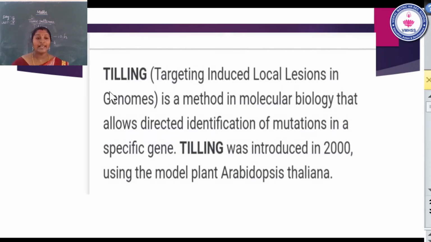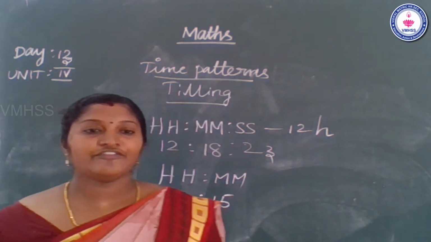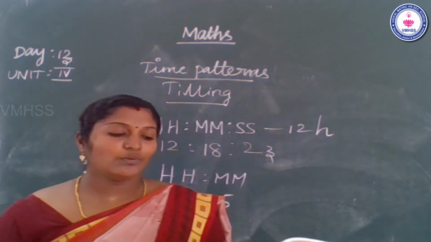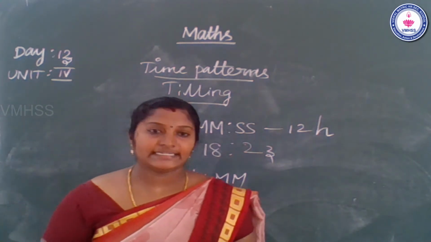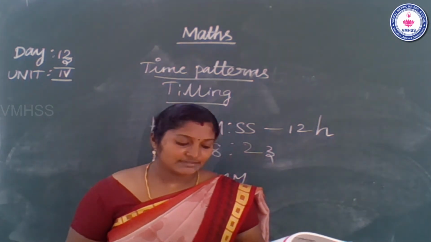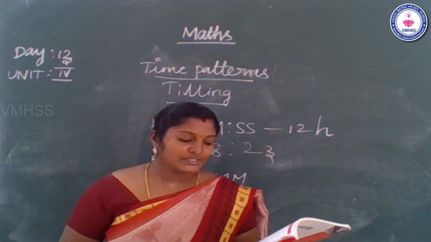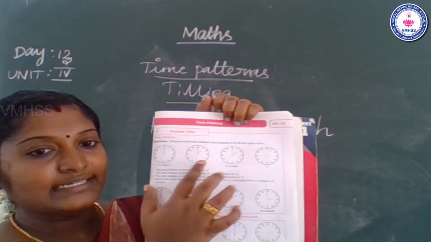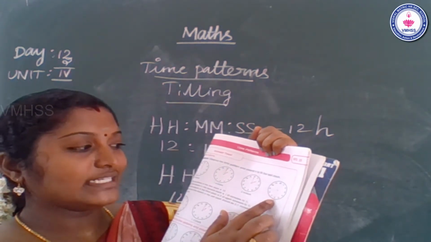Students, you take page number 95. Today we are going to learn about time patterns and tiling. Observe the time patterns and extend them to draw the last clock. First one, 12 o'clock. Next one, 1 o'clock. Then 2 o'clock. And what is the next one?